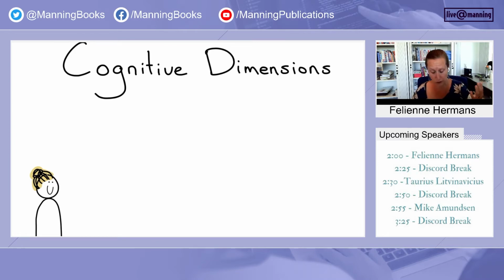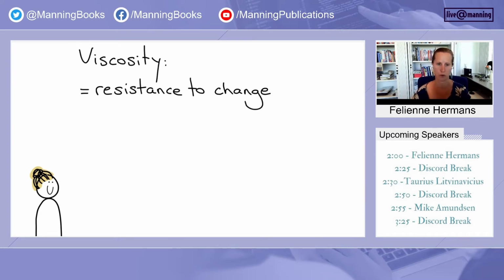In the remainder of this talk, I'll simply go over a list of different dimensions. And in the end of the talk, I'll wrap it up with some practical ways in which you can use the framework. So one of the dimensions, the first that we're going to talk about, is called viscosity. So the thickness, so to say, of a framework. And viscosity means resistant to change. How easy or how hard it is to make a certain change.